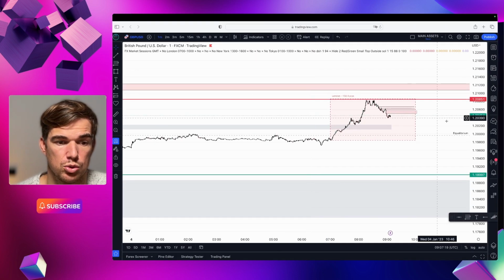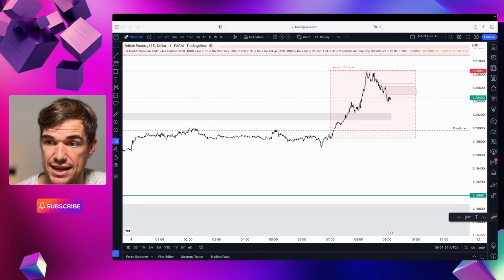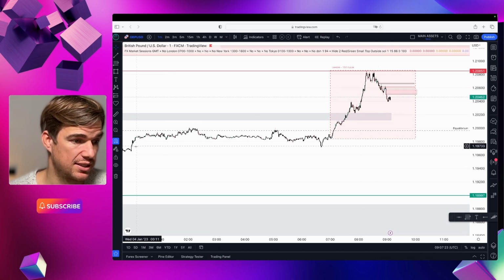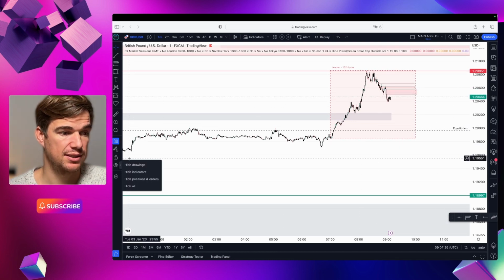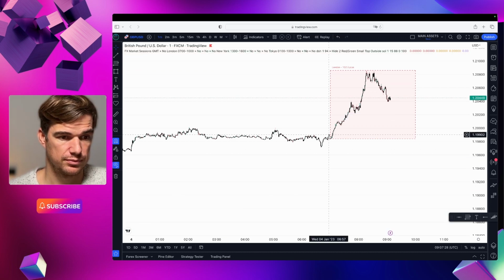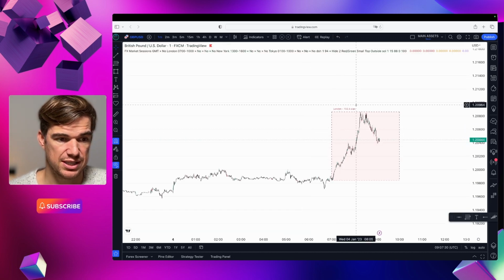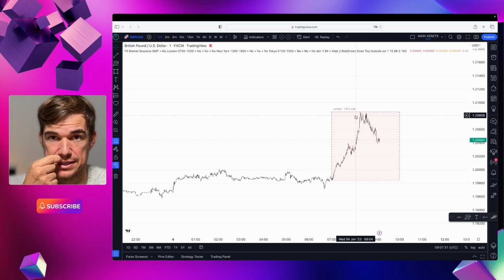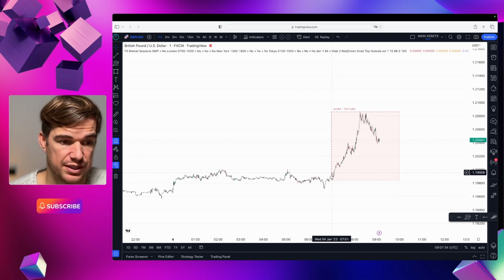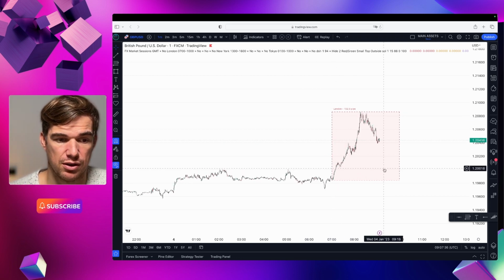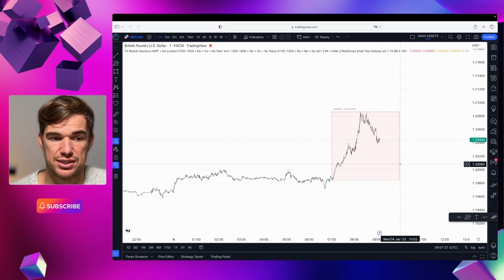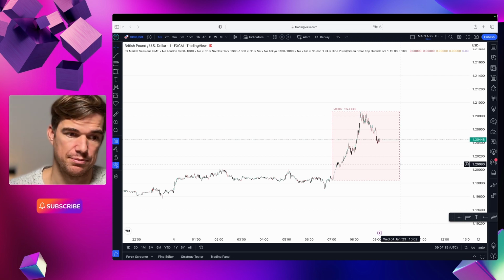This is where I will do all my charting. Where we're going to start is I want to quickly hide all the drawings, just to show you, as you can see, I've mapped where the London session is. This is the London kill zone from 7 o'clock till 10 o'clock. This is where I'm trying to find my setup.